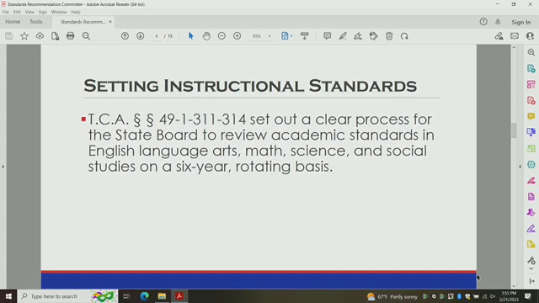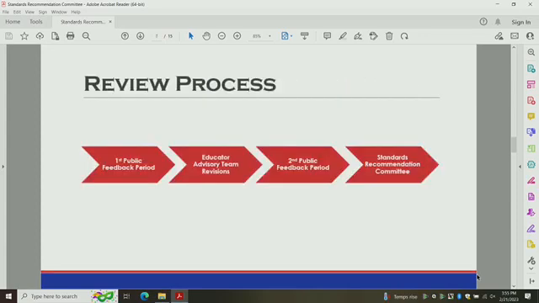As you'll see in the next couple slides, every step along the way is open to the public, involves tens of thousands of Tennesseans, and has multiple opportunities for all who wish to be involved in having their opinions known in these decisions about what students should be able to do and know at the end of a course or subject. The review process is comprehensive, it's thorough. As I mentioned, it involves all stakeholders at multiple stages in the review cycle.